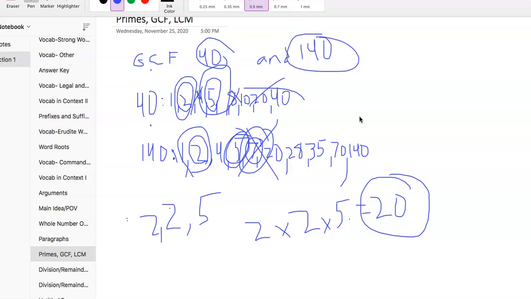So 40 divided by 20 is 2. 140 divided by 20 is 7. Okay, and that works. There's not a number greater than 20 where we can get there, right? And so you can just think it out like that, right?